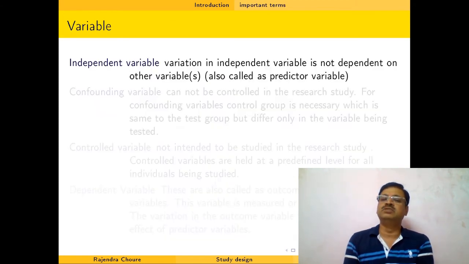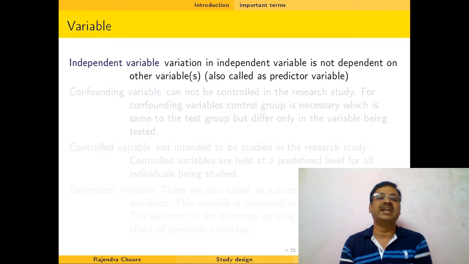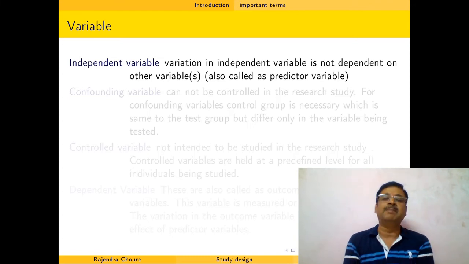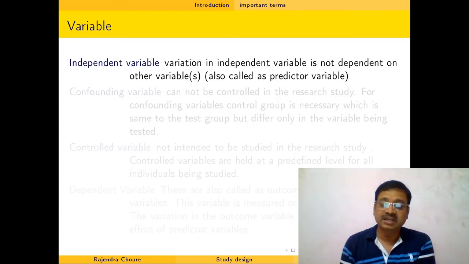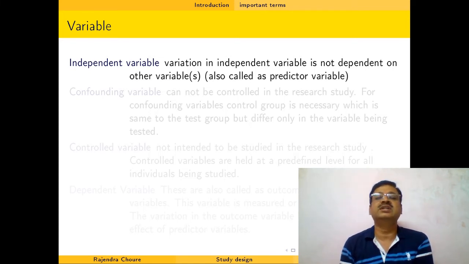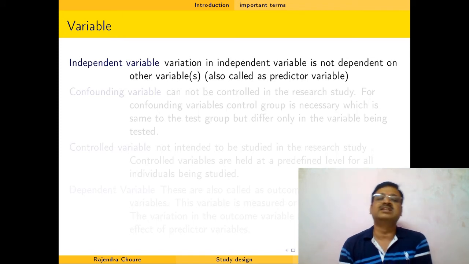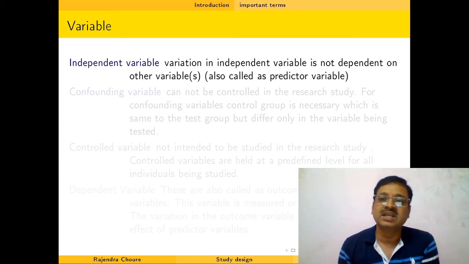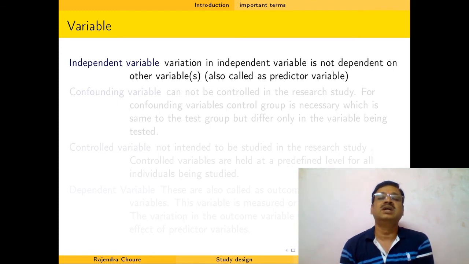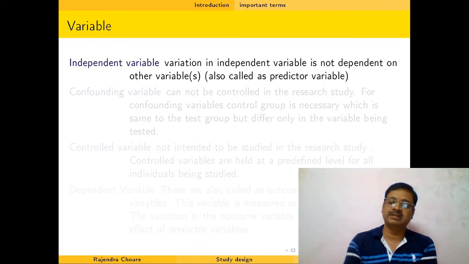The first term, which is very important to understand, is variable. First is the independent variable. An independent variable is a variable where variation is not dependent on other variables. Independent variables are also called predictor variables. These predictor variables will be used to predict the variation in the output variable or response variable or dependent variable. Independent variable variation is not dependent on other variables.